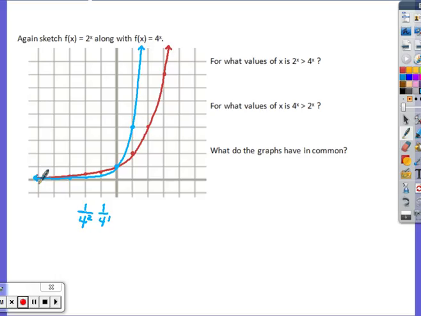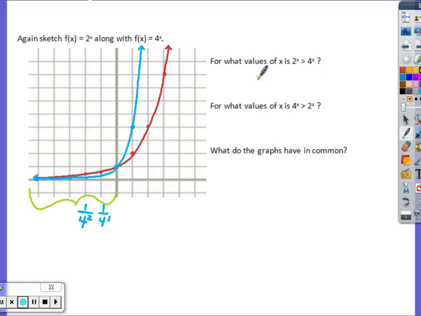Isn't that interesting how the base, only changing from a 2 to a 4, it grows so much faster once you get past that y-axis, you know what I'm saying? Fascinating. Okay. So is it true that the red graph is ever greater than the blue graph? When? Where? Show me where. Right over here. That's when that happened. The red graph was greater than the blue graph.